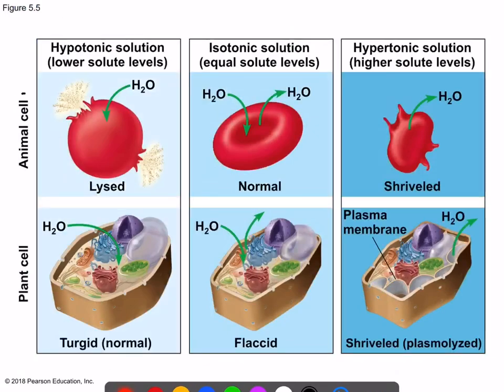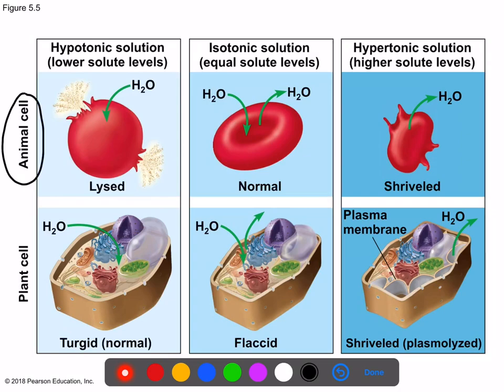Let's focus on the animal cell, and let's compare that to the plant cell. Remember that plant cells have something animal cells don't have, and that is this really cool, sturdy cell wall. Animal cells don't have that, and for that reason, they respond differently to different solutions. So let's look at a hypotonic solution.